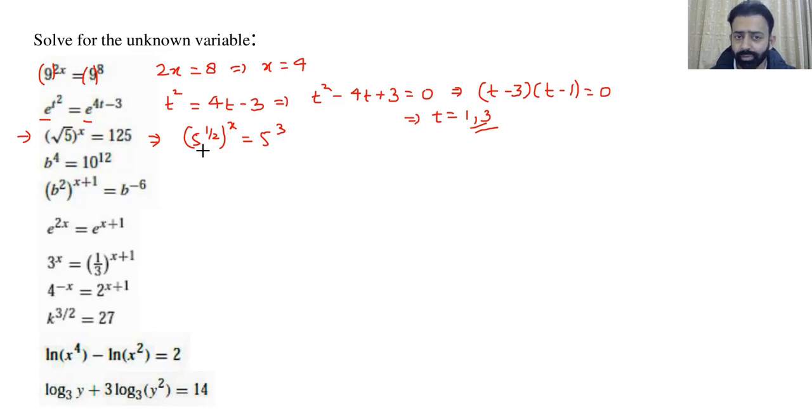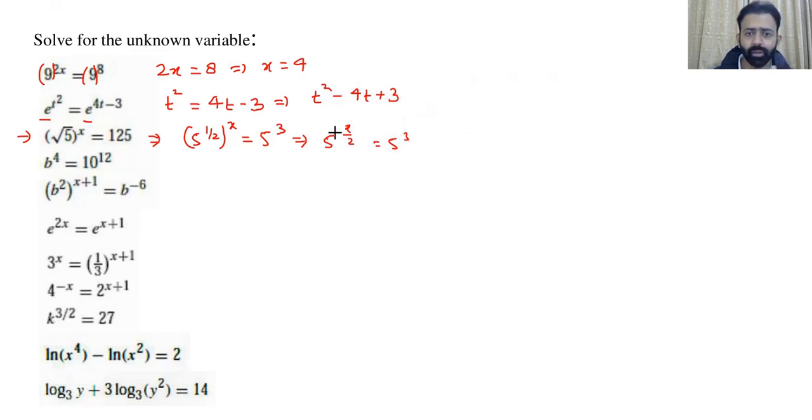Now 5 raised to power half raised to power x, again applying laws of exponents, that a raised to power m raised to power n, these exponents can be multiplied. So LHS can be written as 5 raised to power x by 2 is equal to 5 cube. So now the bases are same on both the sides, and we can compare the exponents. That means x by 2 is equal to 3. This yields x is equal to 6.